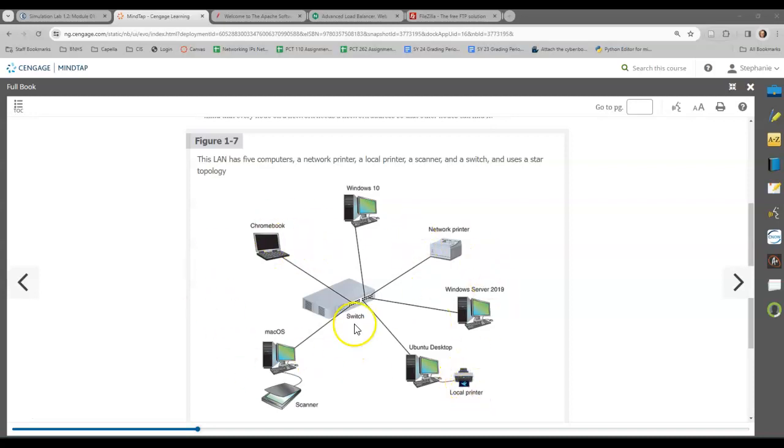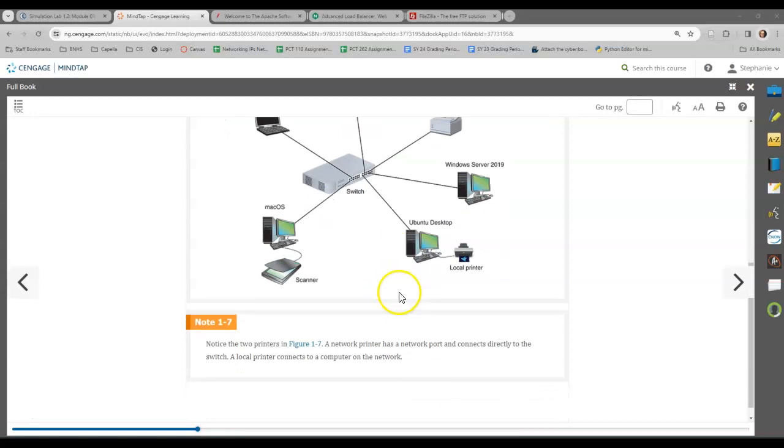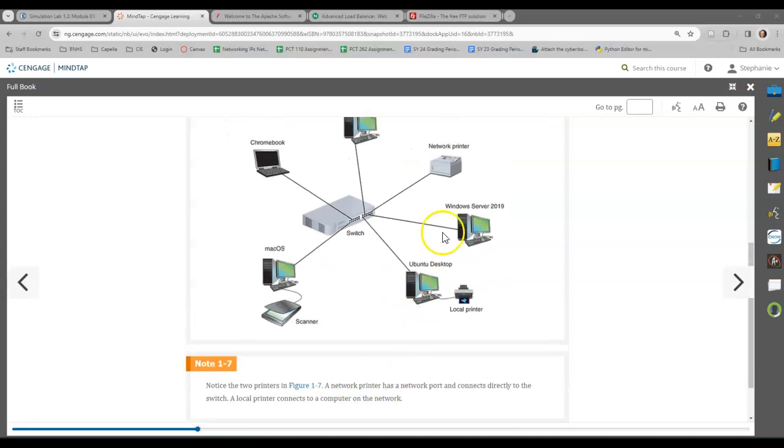So we've got this star topology because everyone's connected into the switch. So that would be a star topology. And then we're going to kind of go through it. The big thing they want you to notice here, and it is an important thing to note, is we have a network printer and we have a local printer. So this local printer needs this desktop computer to be on. If you watched my previous video, I had a little story about how if your desktop isn't on, then you can't use the resources that desktop shares.